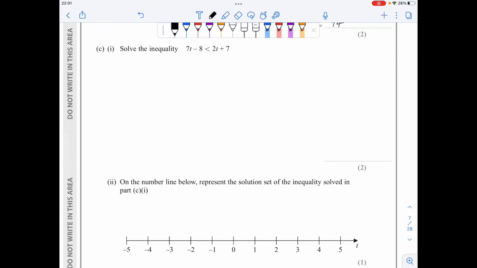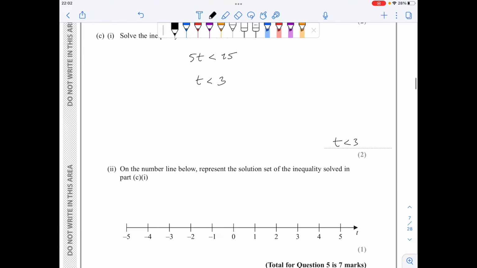In part C, I will rearrange to get t on its own. So 5t is less than 7 plus 8, which is 15. So t is less than 15 over 5, which is 3. That's the answer for part I. And then for II, I will have a circle, a 3 open circle with an arrow towards the left.